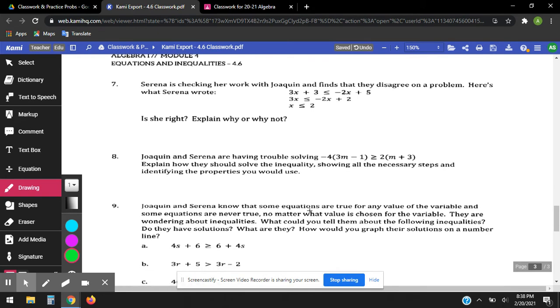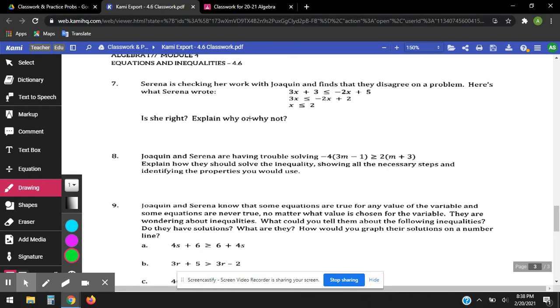7. Serena is checking her work with Joaquin and finds they disagree on a problem. Here's what Serena wrote. 3x plus 3 is less than or equal to negative 2x plus 5. Negative 3x is less than or equal to negative 2x plus 2. x is less than or equal to 2. Is she right? Explain why or why not.